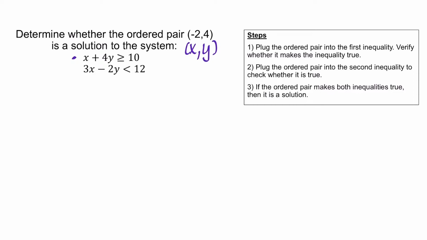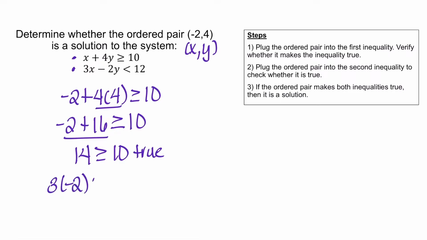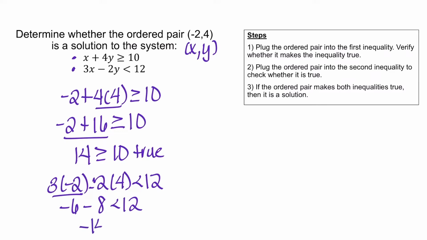So if I try the first inequality, I have -2 plus 4 times 4 is greater than or equal to 10. So that becomes -2 plus 4 times 4, which is 16, and that's greater than or equal to 10. So -2 plus 16 is 14, so 14 is greater than or equal to 10 is true. Now let's try 3x minus 2y. So we have 3 times -2 minus 2 times y, which is 4, is less than 12. 3 times -2 is -6, so we have -6 minus 8 is less than 12, which is -14 is less than 12, which is also true. So that means that (-2, 4) is a solution.